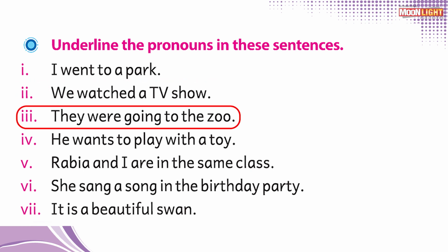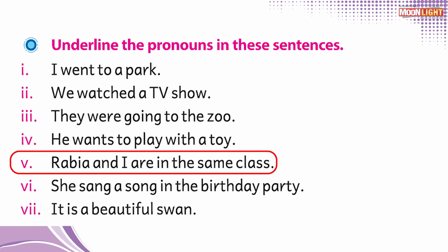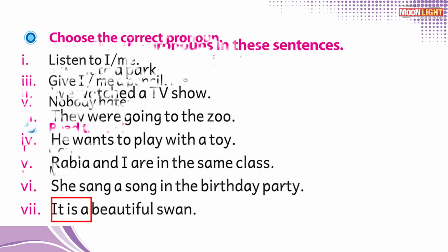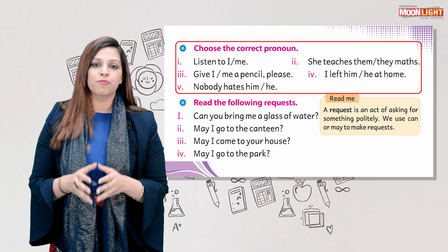They are going to the zoo. They. Rabia and I are in the same class. Is Rabia a pronoun? No. So where is the pronoun in this sentence? I. Very good. It is a beautiful swan. So it is the pronoun. These all are the subjective pronouns.